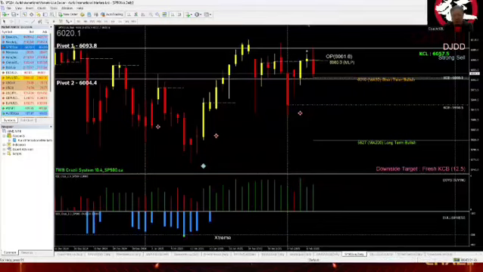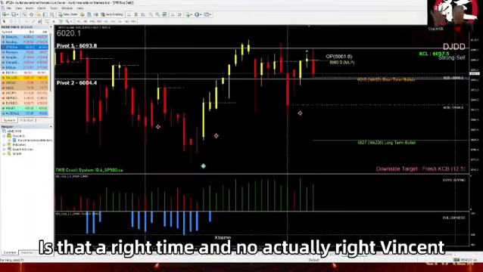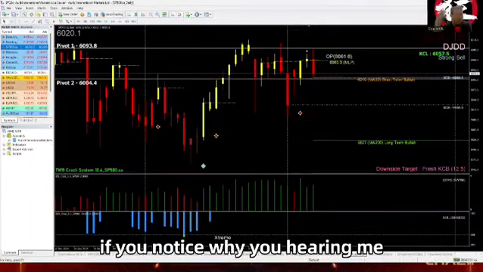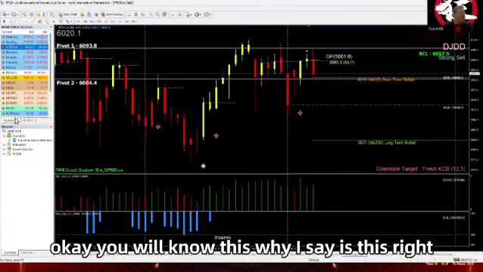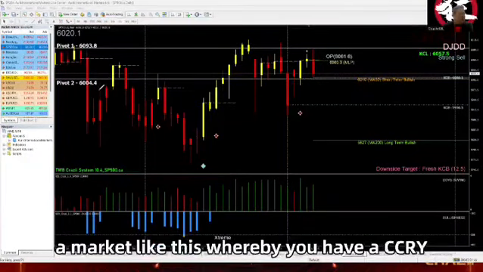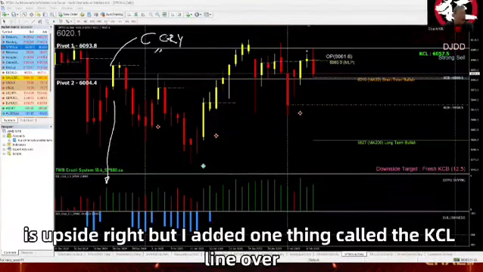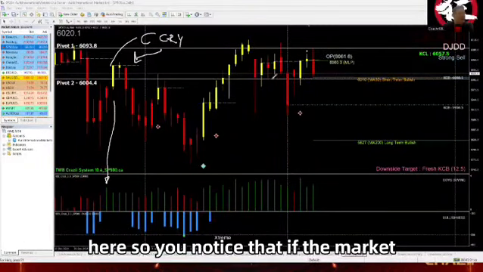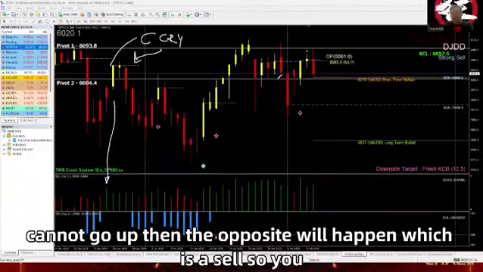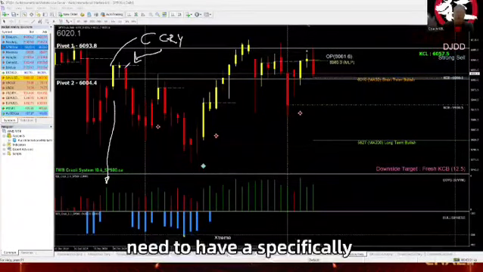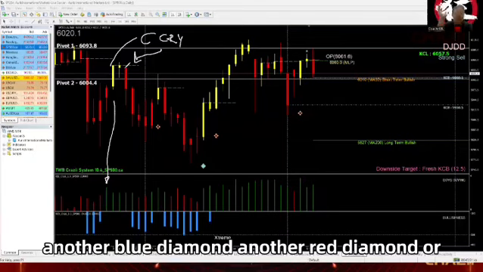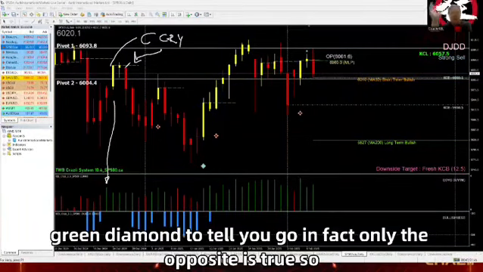Okay. Is there a red diamond for the bear? Is there a red diamond? No. Actually, Vincent, if you listen to what I'm saying, you will notice what I'm trying to say. When you have a market like this, whereby you have a CCRY with the KSI green, by right it is upside. But I added one thing called the KCL line over here. So you notice that if the market cannot go up, then the opposite will happen, which is a sell. So you don't need another blue diamond, red diamond, or green diamond to tell you the market will go down. In fact, no need.